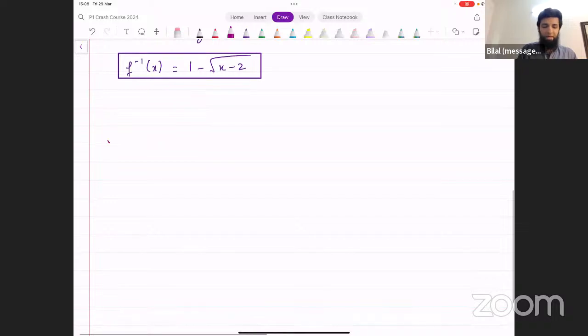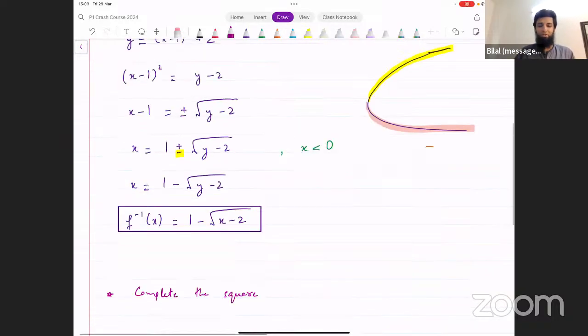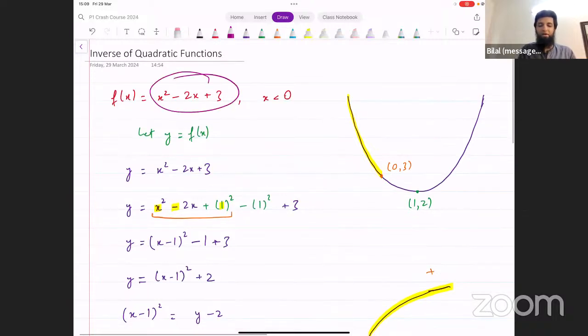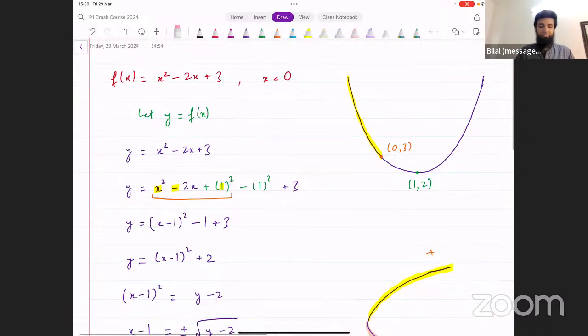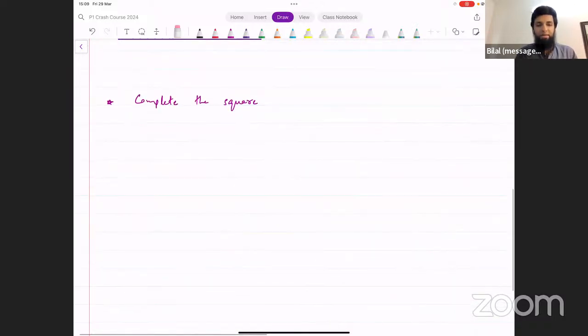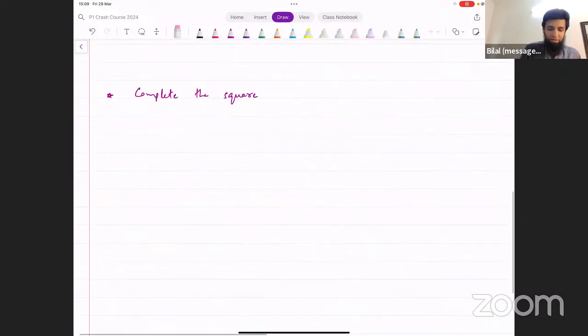So let me write down the steps that you have to do for this. What's the first thing you do? You always have to complete the square first. Okay. So the first thing you do is you complete the square. Because otherwise you would not be able to make x the subject. So if you have a general quadratic function like this, you would first need to complete its square. That's what we did here. Once you have completed the square, you make x the subject.